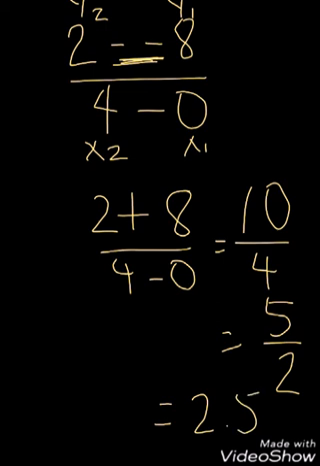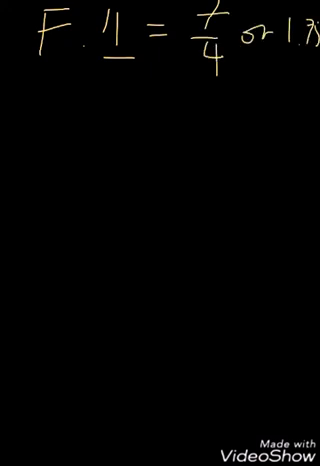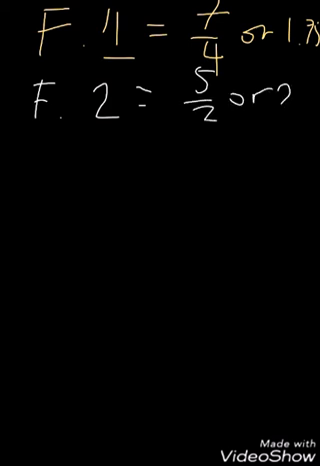And so we're going to see who has the greater rate of increase. So we know that function 1 has a slope of 7/4, or 1.75, and function 2 has a slope of 5/2, or 2.5.